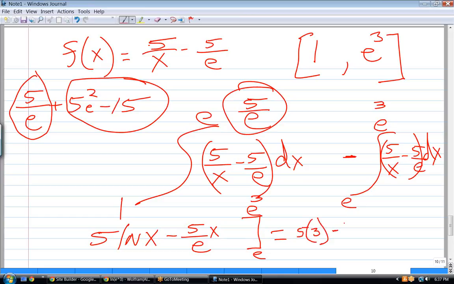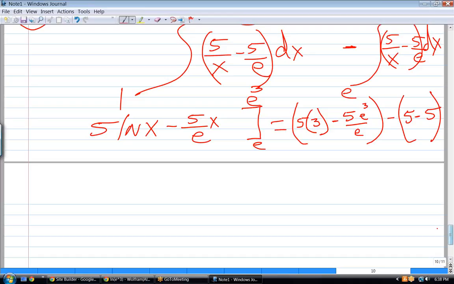minus, oh, this is where we get the x squared term from, minus, so that's evaluated at e cubed, right? And then we have to subtract from that the evaluation at e. Well, we know that that's a 5, and that is a 5 also. So this evaluation is 15 minus 5e squared.